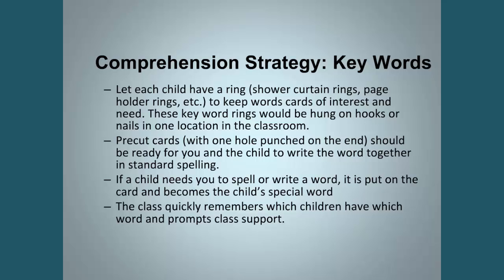And then there's a keyword strategy. You let each child have a ring. I use shower curtain rings a lot to keep words or cards of interest. And these keywords are hung on hooks or nails in one location in the classroom, and I just punch a card and put it in together. So then if a child needs to spell or write a word or know the meaning of a word, they go to their peers to get information there. And the class really pretty quickly remembers which children know which words.